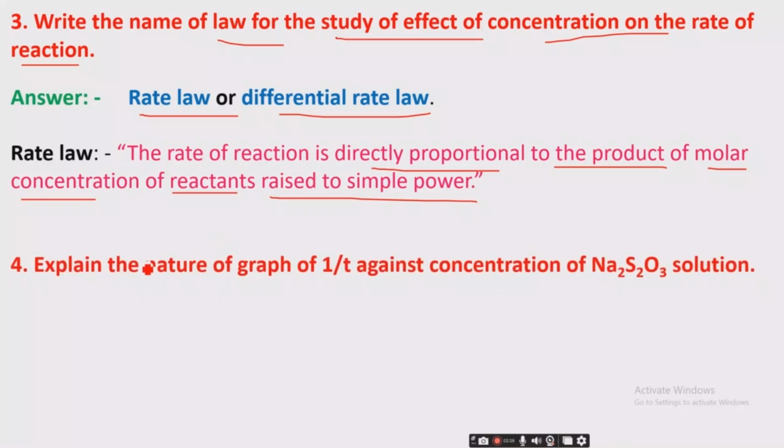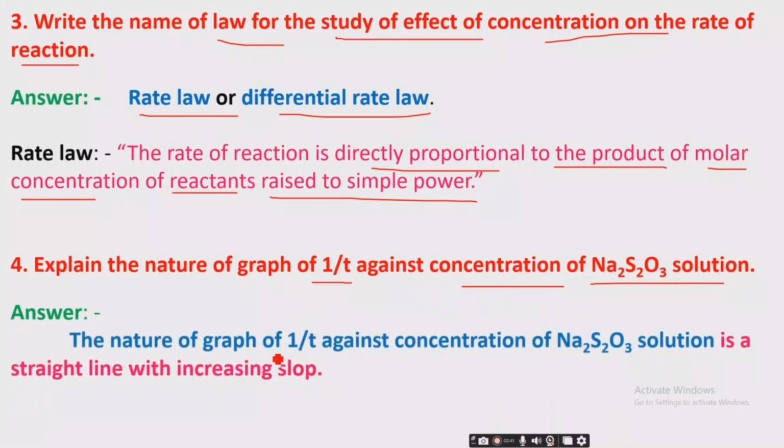Next, explain the nature of graph of 1 by T against concentration of sodium thiosulfate solution. So I have previously explained this. Again, we have to see that answer. The nature of the graph of 1 by T against concentration of sodium thiosulfate solution is a straight line with increasing slope.